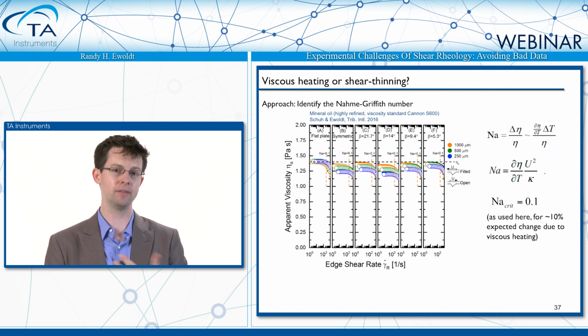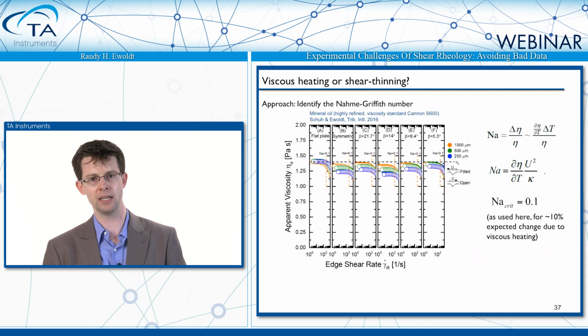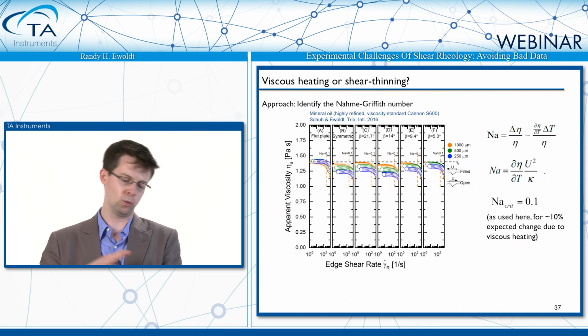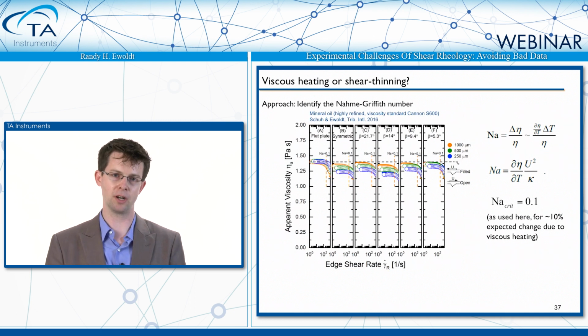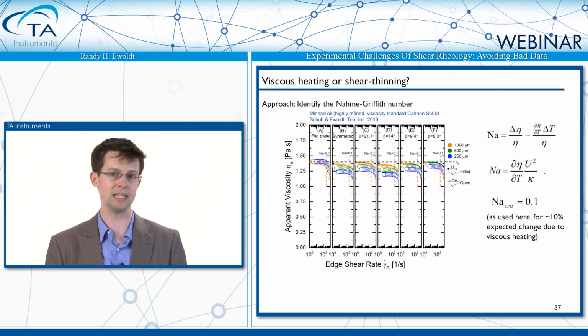So let me address a couple of these other issues that are not in the book chapter, but are important for this webinar to have a more complete list. The first one is viscous heating. We're shearing, so we know we're dissipating energy due to viscosity. That energy turns to heat. That heat usually decreases the viscosity of your system, and it might look like your system is shear thinning at high shear rates, even though it's not.